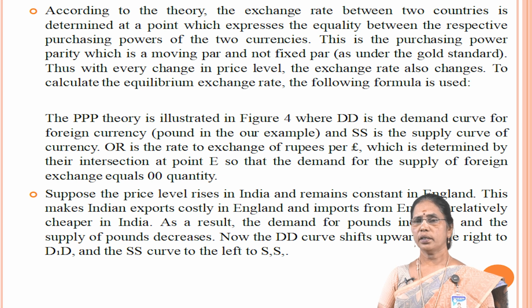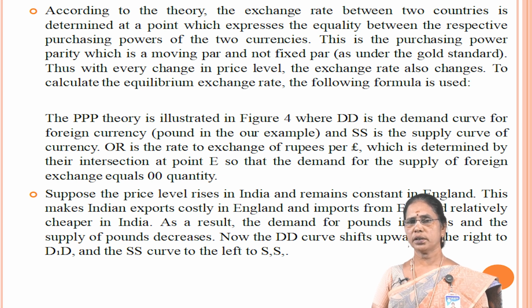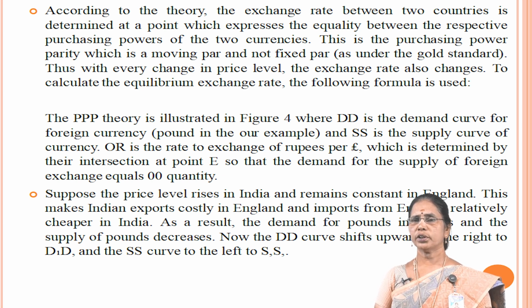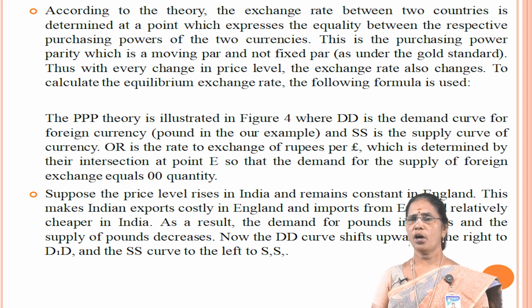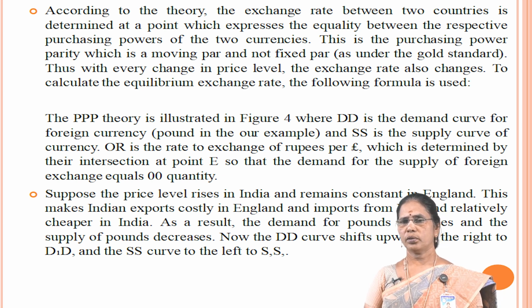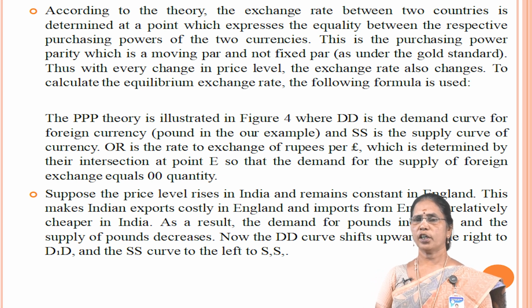According to the theory, the exchange rate between two countries is determined at a point which expresses the equality between the respective purchasing powers of the two countries. This is the purchasing power parity, which is a moving par and not a fixed par. With every change in price level, the exchange rate also changes.